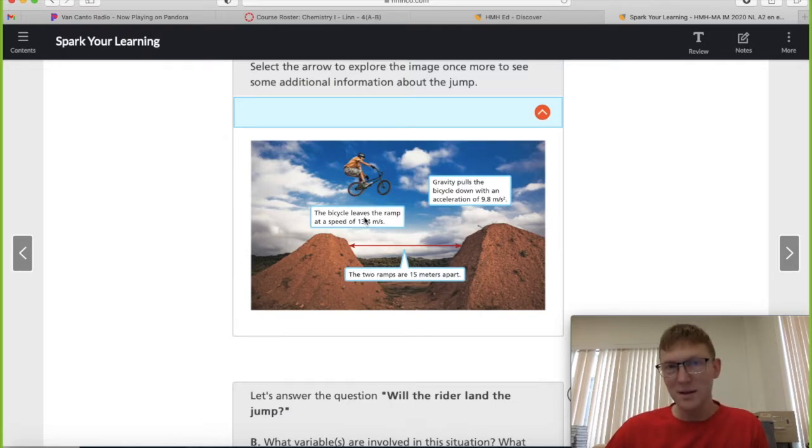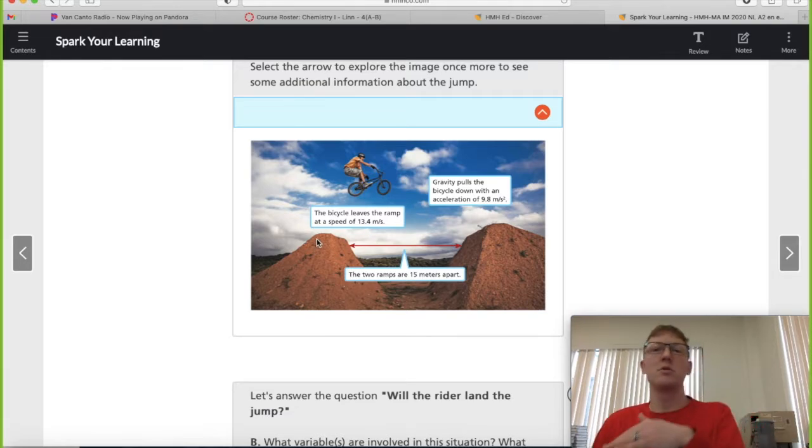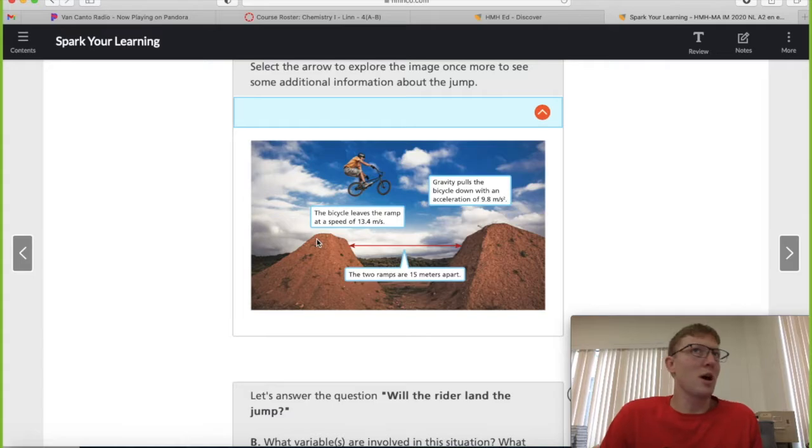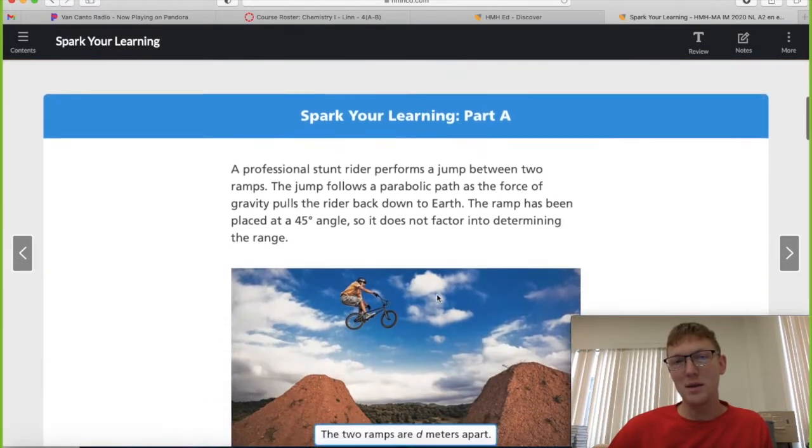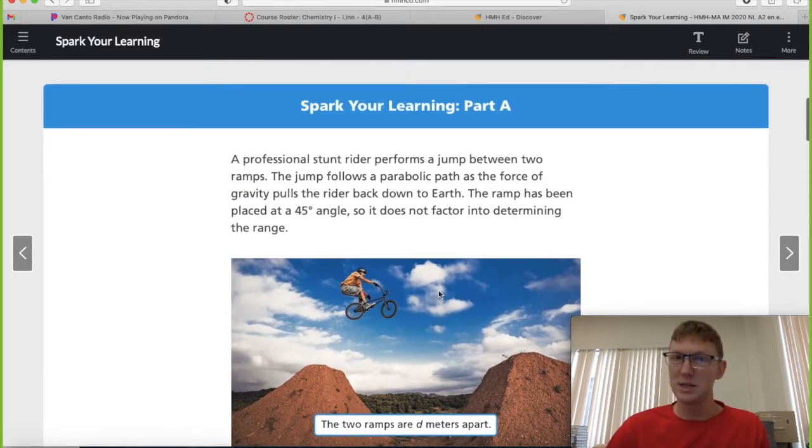Now, obviously, this guy's probably not doing the math in his head as he's flying through the air. But this is something you could do as a stunt rider before you do a jump, so that you can make sure you're going to make it to the other side. We're not going to do that math now. We are going to continue on.